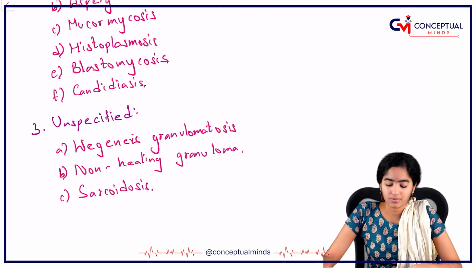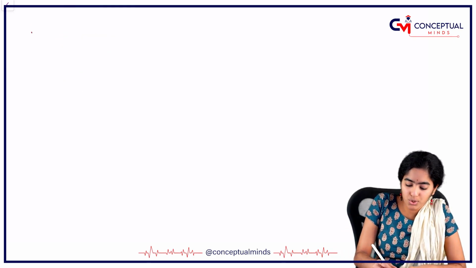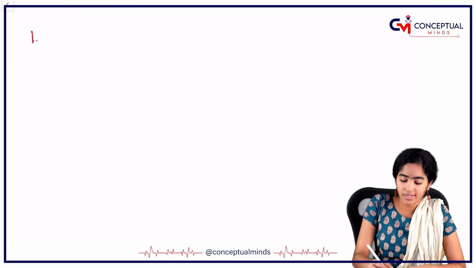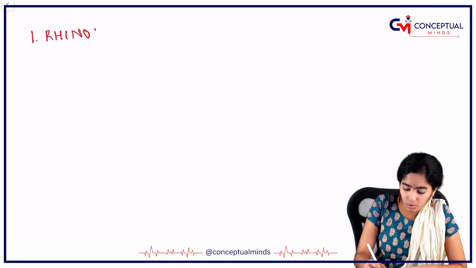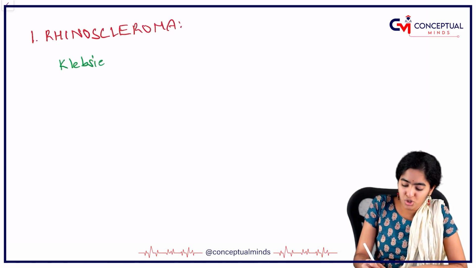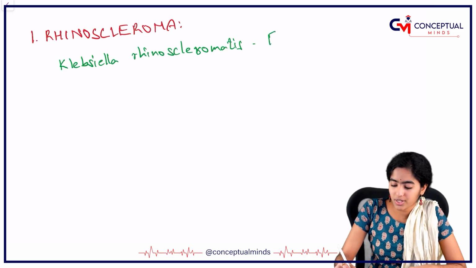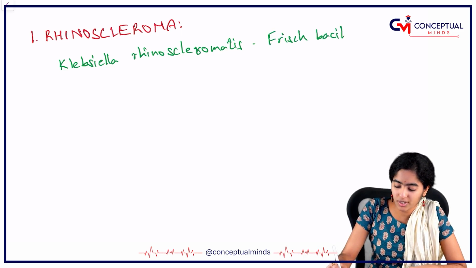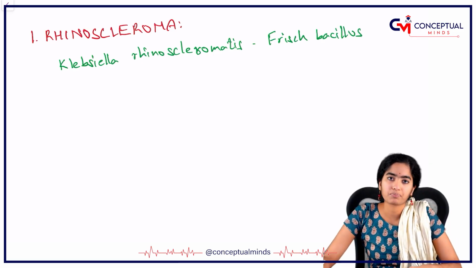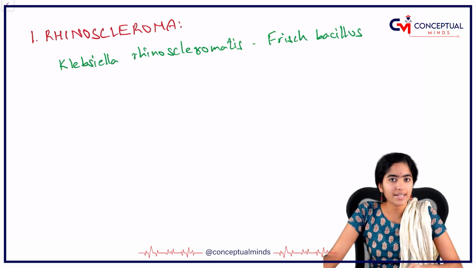Now let us learn about all of them one by one, beginning with the bacterial variety. Among bacterial granulomatous diseases, the first and most important one that we are going to learn about is Rhinoscleroma. Rhinoscleroma is caused by a gram-negative bacillus known as Klebsiella rhinoscleromatis. Now this has another nickname and that is called as Frisch bacillus. Both of them mean the same, Klebsiella rhinoscleromatis or Frisch bacillus. This is the causative organism of rhinoscleroma. Now this rhinoscleroma is endemic in many parts of India, especially in North India more than South India.